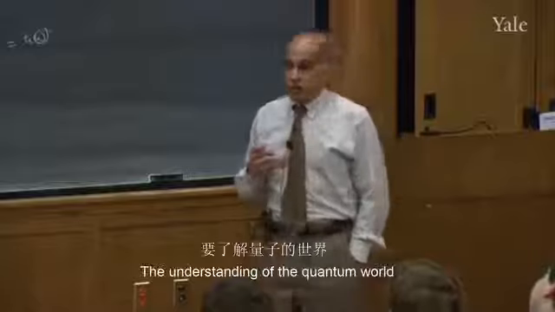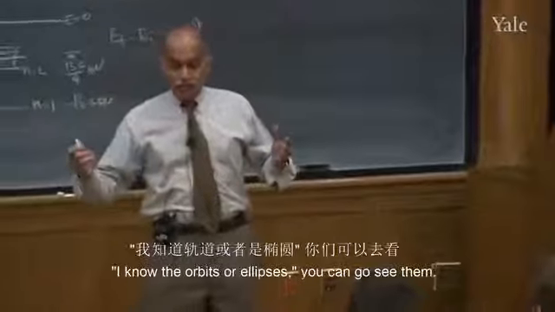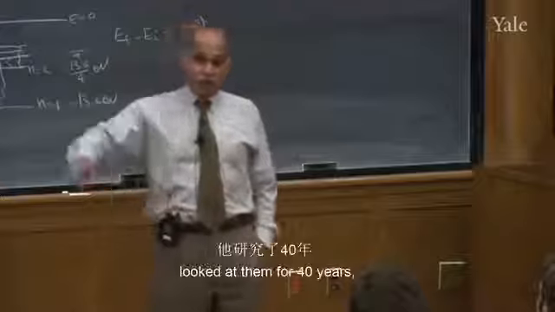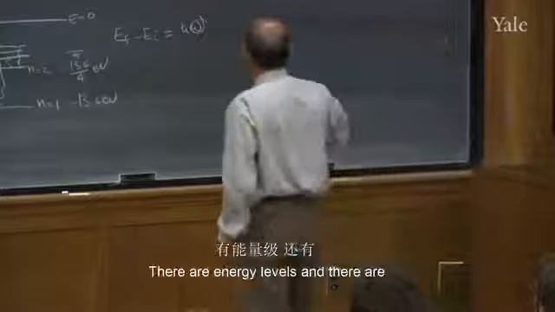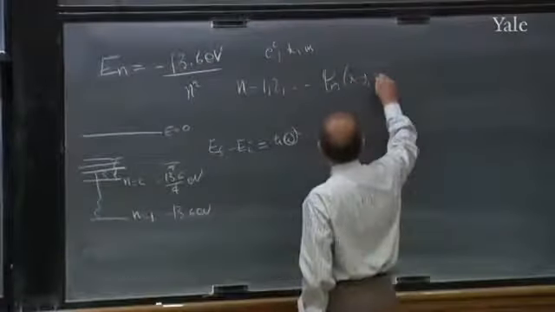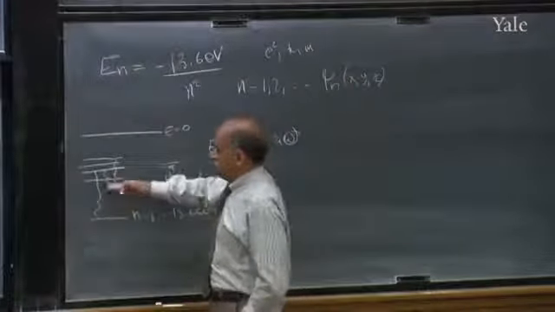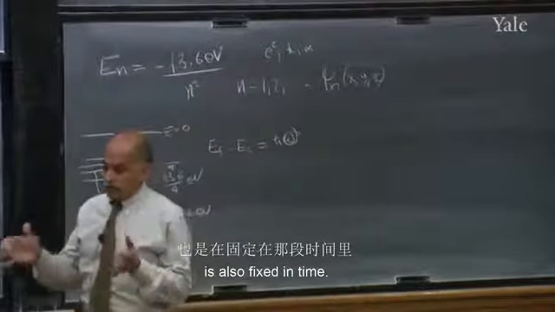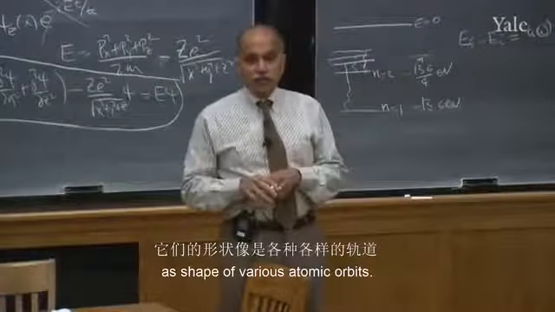So the understanding of the quantum world is very different from classical world. For example, if Newton says, I know the orbits are ellipses, you can go see them. That's what Kepler did. Look at them for 40 years, you can see they go on elliptical orbits. For hydrogen, there are no orbits, there are these energy levels, and there are these corresponding wave functions, psi of x, y, and z. And you can plot them, and you know if you start out with any one particular state, it will stay that way forever. And the probability density, I told you, is also fixed in time. They are the clouds one finds in textbook as shape of various atomic orbitals.